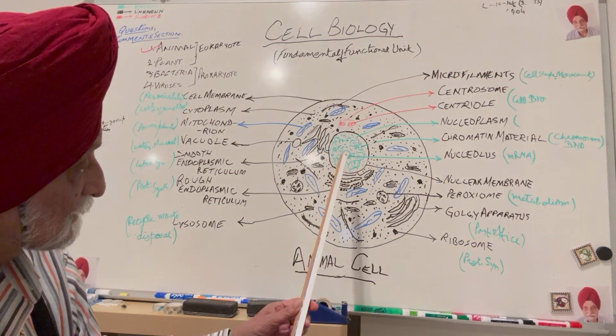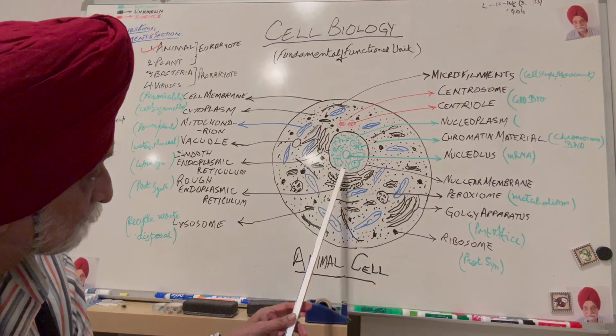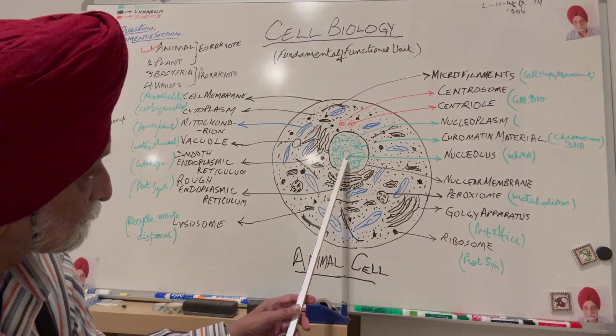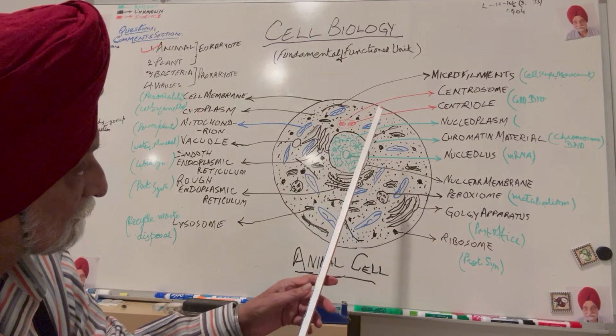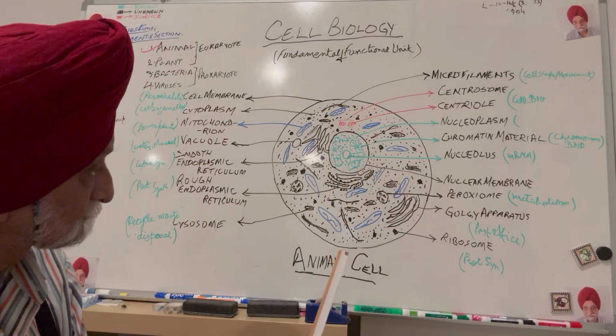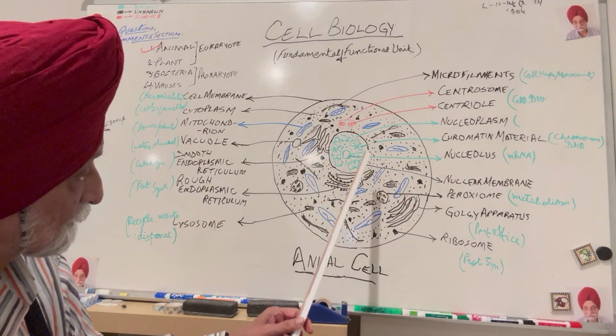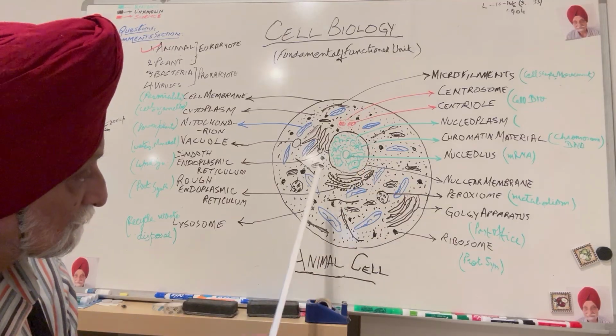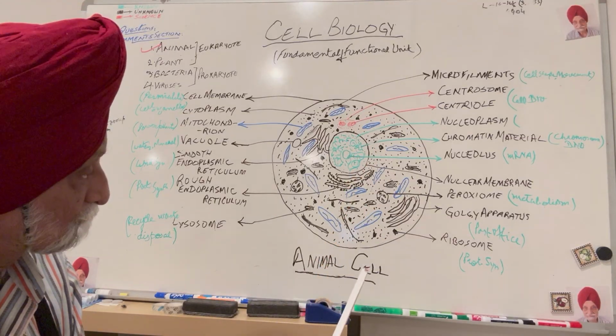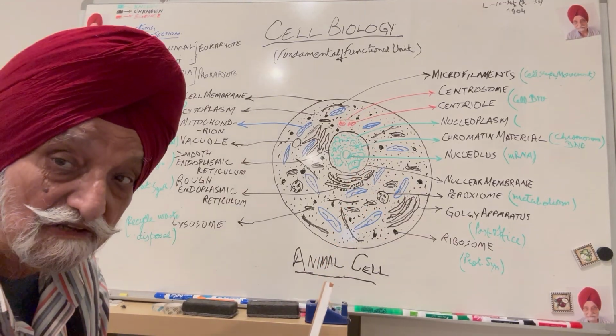Now, so inside the nucleus, we have the nucleoplasm, the nucleolus, and the chromatin material. The nuclear membrane again separates the nucleus from the cytoplasm and the cell organelles.